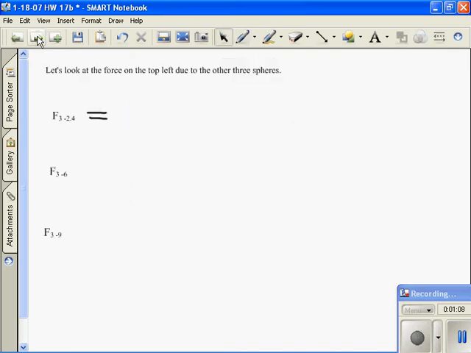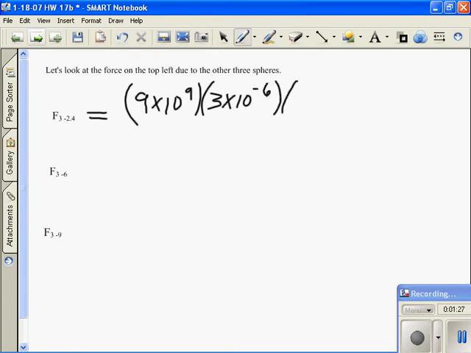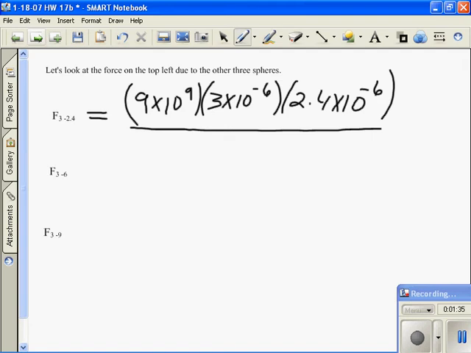So I would like to first of all figure out what the force of a 3 is on the 3 due to the guy right below in the minus 2.4. So we're going to plug and chug. 9 times 10 to the 9 times the charge of the guy I'm talking about, 3 times 10 to the minus 6, times the charge of the other guy that's pulling him, 2.4 times 10 to the minus 6. And the distance between them is 15 centimeters, but because we're not dorks, we convert to meters.